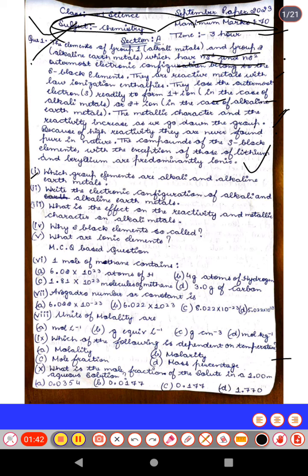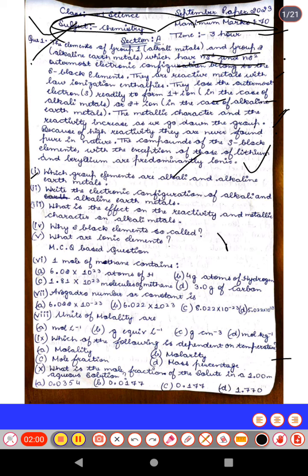Let's start from the first question: which group elements are alkali and alkaline earth metals? So it's clear from the paragraph's first line: Group 1 is alkali metals and Group 2 is alkaline earth metals. Second, write the electronic configuration of alkali and alkaline earth metals.